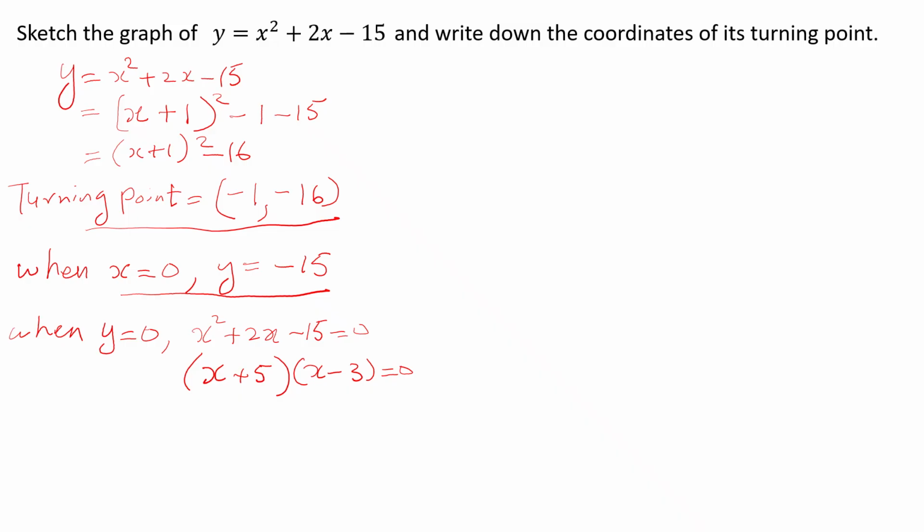So when the two factors are 0, either of them must be 0. So x equals negative 5 or x equals 3. So this is another point. So now we're going to sketch the graph.